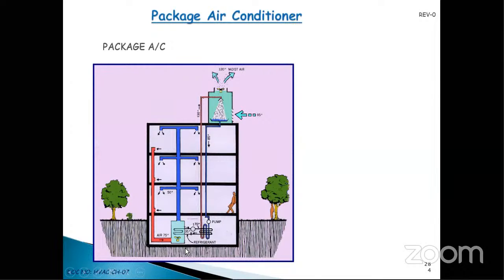So this is a package AC where we have a condenser coil. There is a pump which gets the water from the cooling tower. The cooling tower is placed in a well ventilated place outside the building, and the cool water cools the condenser coil, and the hot water is sprinkled in the cooling tower.